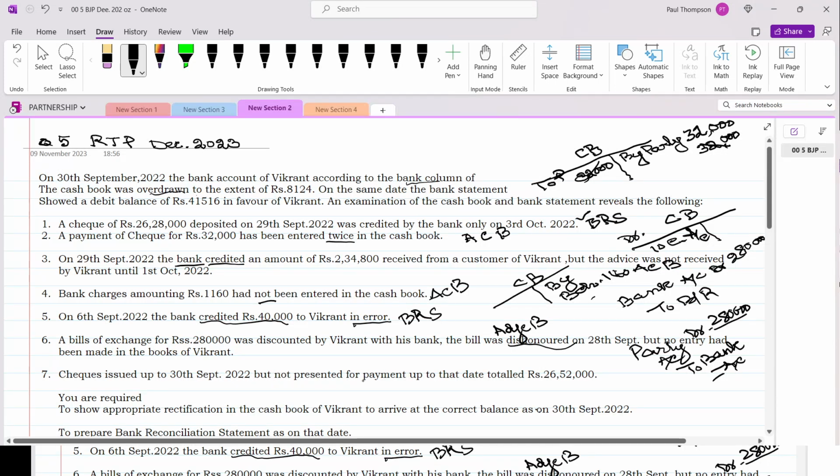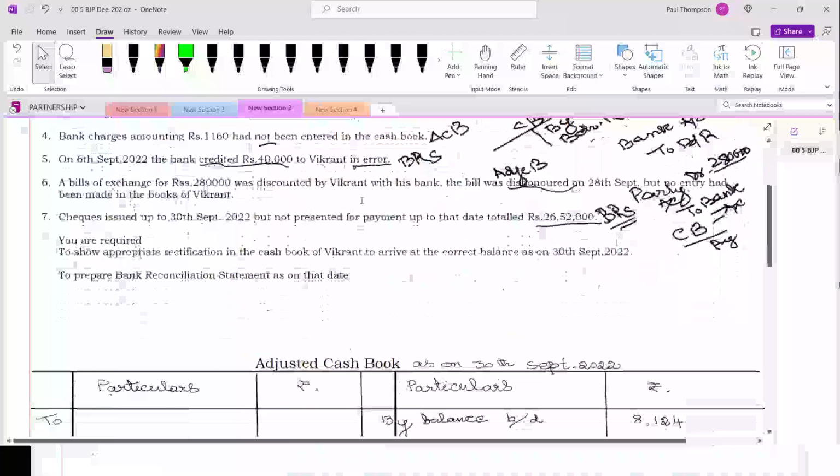Checks issued but not presented for payment totaled 26,52,000. This already on 30th September itself, we would have entered in our cash book already by checks issued. So we need not do it again in the cash book. It is already available in the cash book. So this item will go into our BRS. That's it. So we will start with doing our book. Hope you would have understood everything.